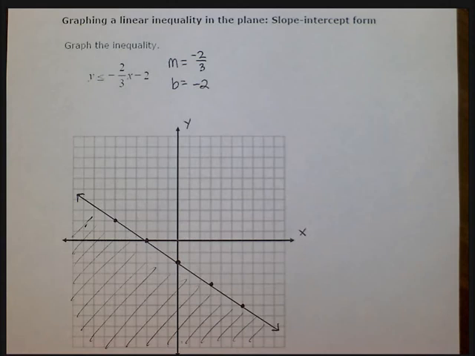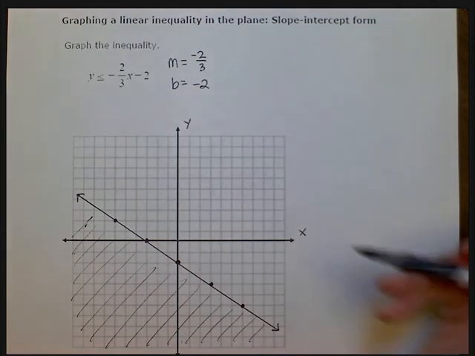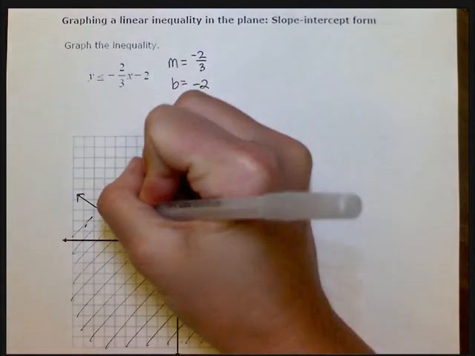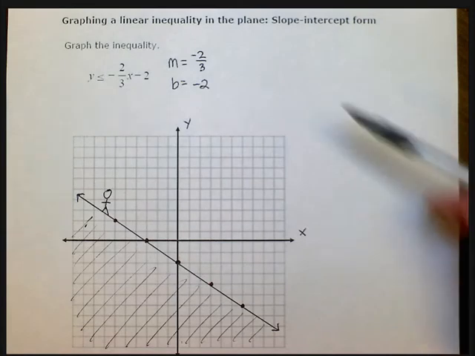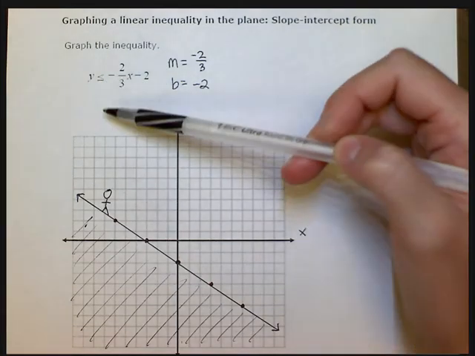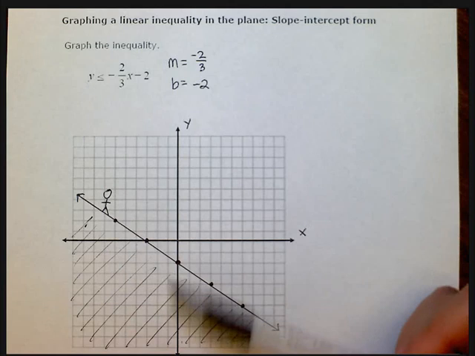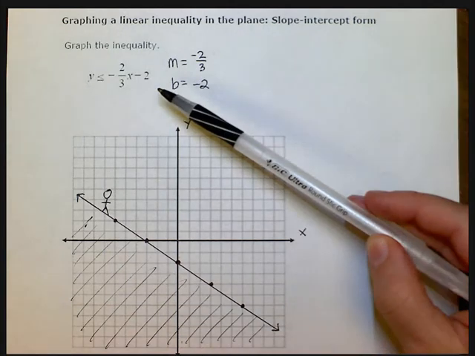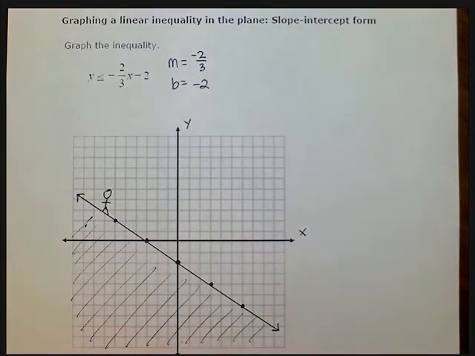One helpful way to remember is to think about a person walking on a hill. If they're walking on a hill and y is less than them, it's going to be below them on the ground, not in the sky, but in the ground. So we shade that side. And that's it.